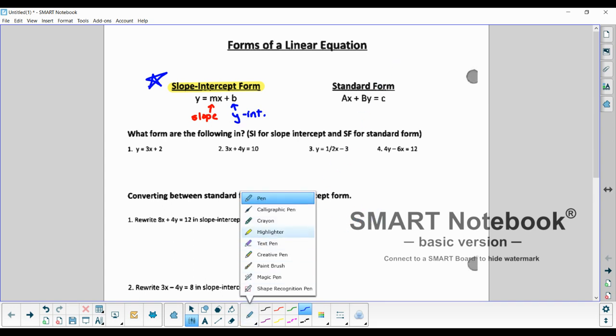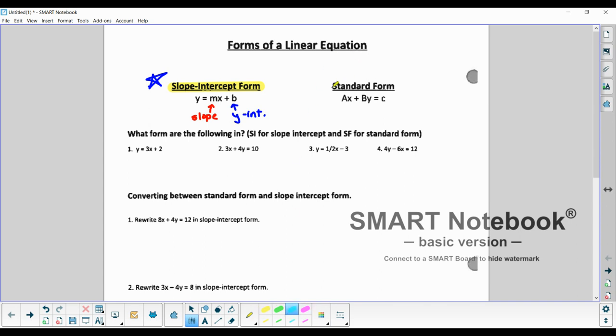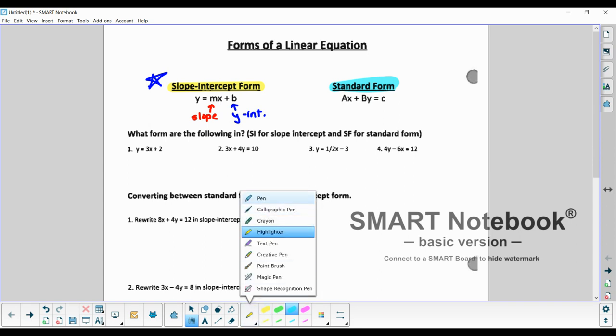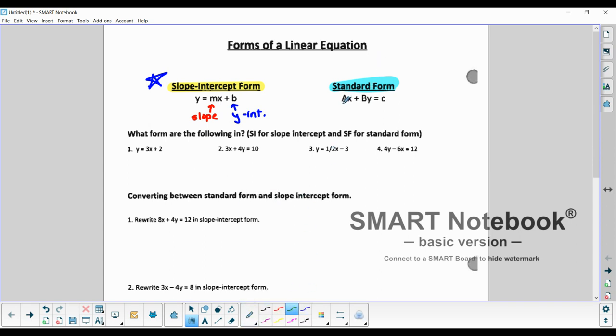So we are going to look to see how we can take standard form and convert it into slope intercept form. You'll know you have standard form when both x and y terms are on the same side of the equation. So let's look through the next few equations and try to decide if they're in y equals mx plus b form or standard form.